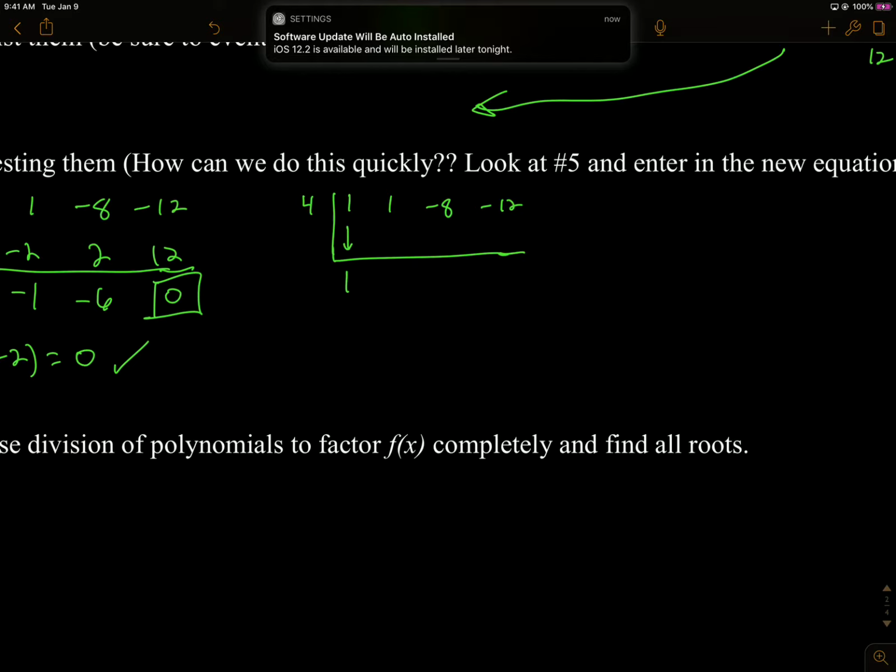So I bring down the 1. I multiply 1 times 4. I add. I multiply 5 times 4. I add. Multiply 12 times 4. I get 48. I add. 48 minus 12 is 36. My remainder is not 0. That means that if I plugged 4 into the function, I would get 36 for a y value. So that means it is not a root. Okay?